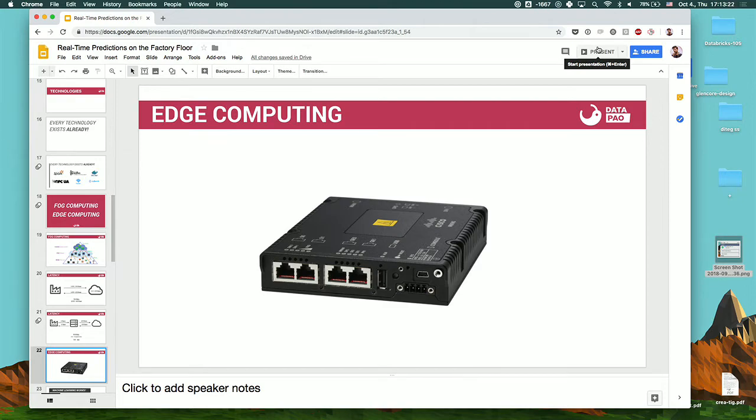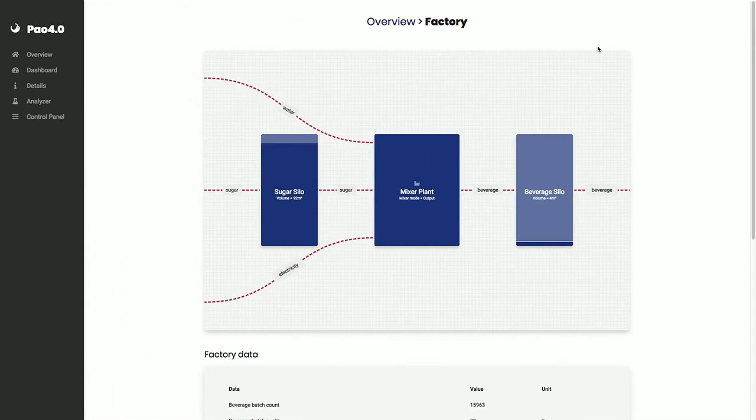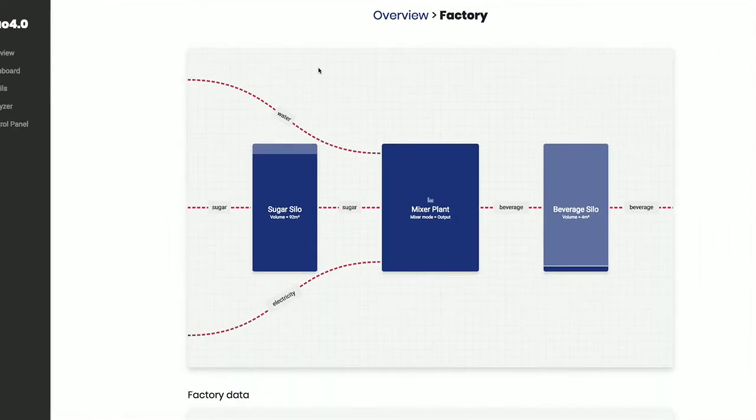Okay, so this was so far the introduction, and what I want to show you is a demo about this predictive maintenance thing. And of course, I couldn't use a real factory, and I couldn't use real data because it's kind of a sensitive thing, but I will tell you what we'll do. So this is one of our internal systems. This is a simulator for a factory. In this case, what we simulate is a syrup factory. Basically, it mixes up water and some syrup to produce some soda. And the way it works is we have a sugar silo, a mixer plant, and a beverage silo.